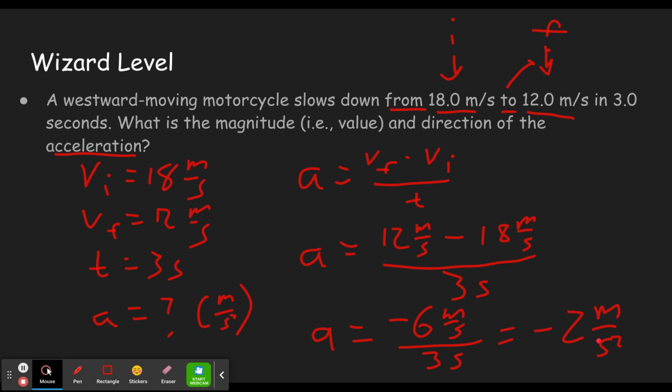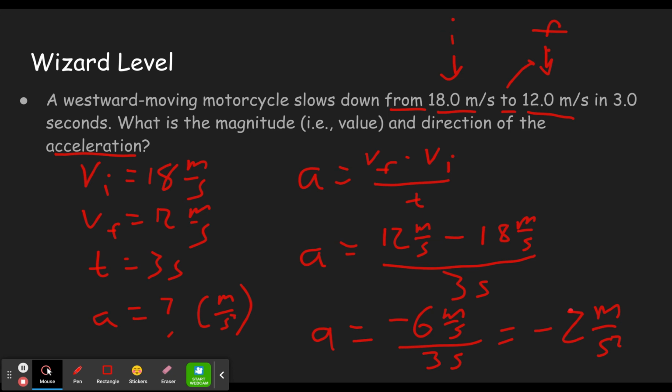All right, now what does that mean? What do you type into your concept builder? Well, first of all, the magnitude is 2. So you type in 2 as the magnitude. The negative tells us that the acceleration is in the opposite direction of the velocities. Notice how the velocities were positive and the acceleration is negative. So the acceleration is in the opposite direction. The velocities were westward. That means that the acceleration must be eastward. So you'd type in 2 for magnitude and you'd click east for the direction.